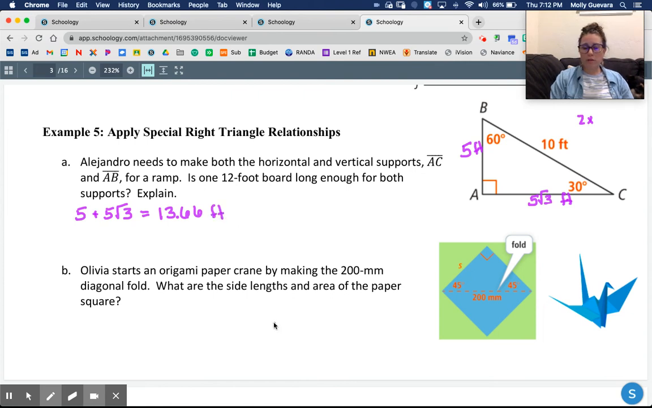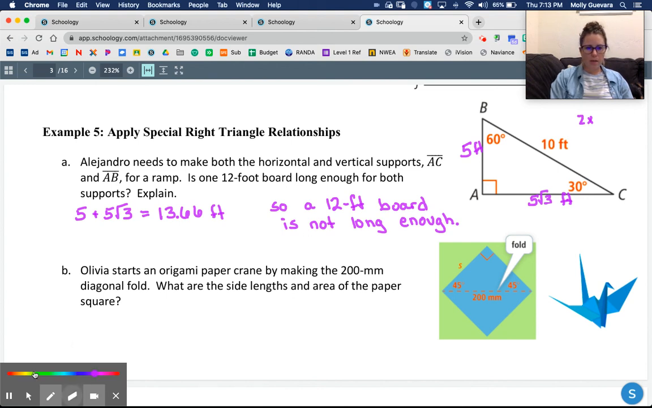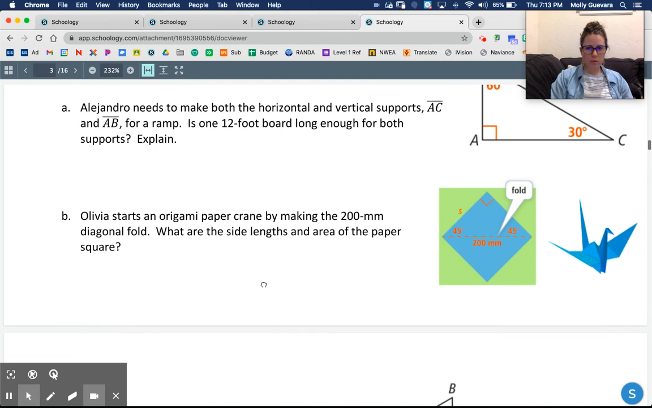So is a 12-foot board going to be long enough for both? And the answer is no, right? So a 12-foot board is not long enough because I need 13.66 feet. So 12 feet is not going to be enough. Okay. I'm going to get rid of this one, and so we can move down just a little bit.